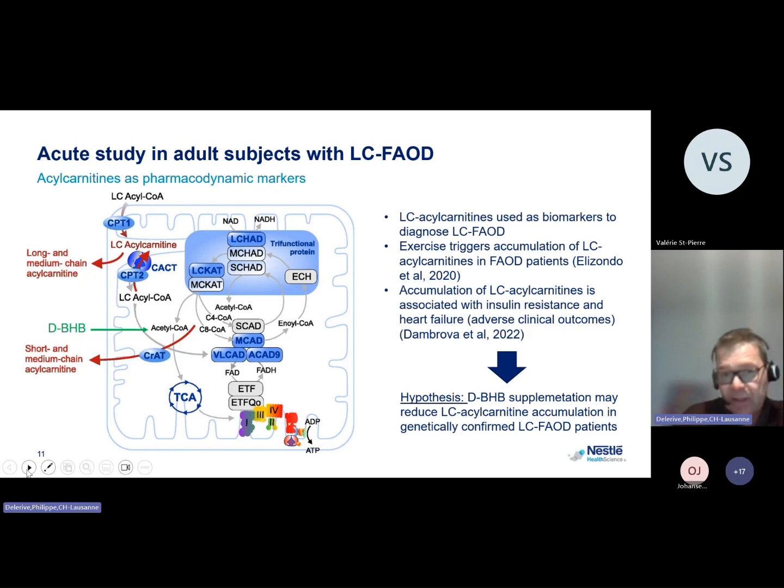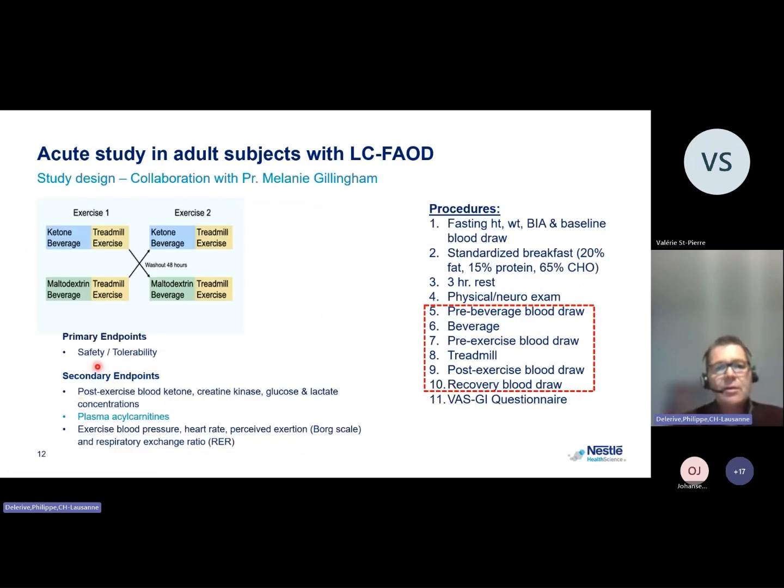So, that's what we did with the team in Oregon. And you could see it's a crossover study. We recruited 5 adult patients. I'll show you the characteristics in a minute. They were fully phenotyped, genetically confirmed. Acylcarnitine were also measured as a surrogate diagnosis.